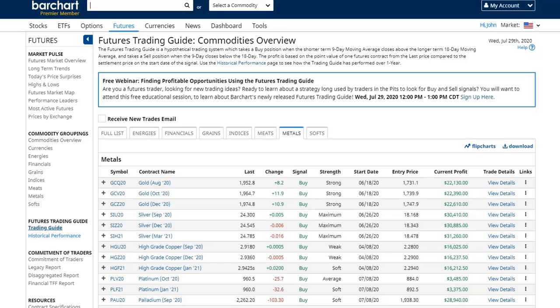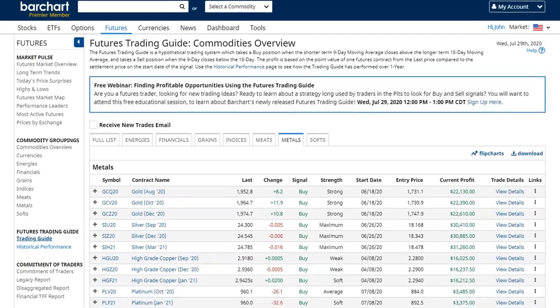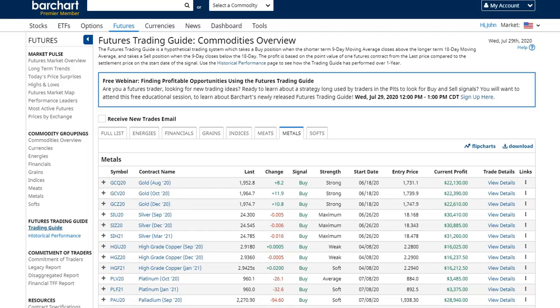Now, if we look at the rules of this indicator, it says that it's a hypothetical trading system that takes a buy position when the shorter term 9-day moving average crosses above the longer 18-day moving average, and it takes a sell position when the 9-day moving average crosses below the 18-day moving average. So it's more of a static indicator because it's being derived from two moving averages, a 9-day and an 18-day. So it's going to teach us to be a little bit more patient.